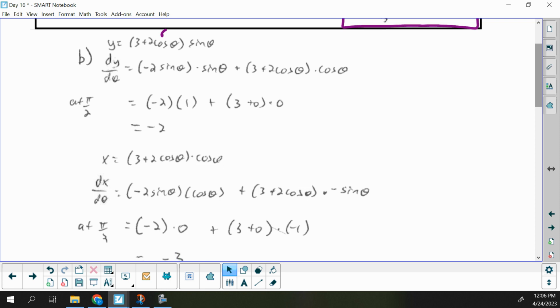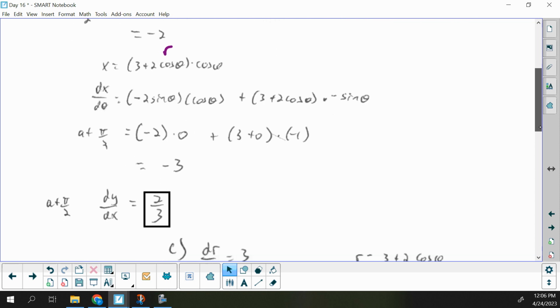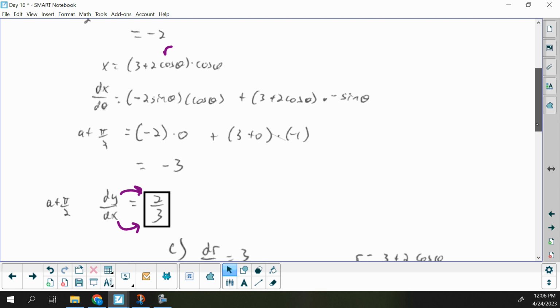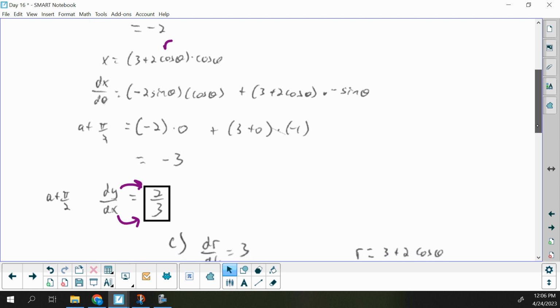Then I did x equals r cos theta, filled in the r expression, did my product rule for the derivative, and then at the end I divided my dy d theta and my dx d theta by one another. So -2 divided by -3 is 2/3.